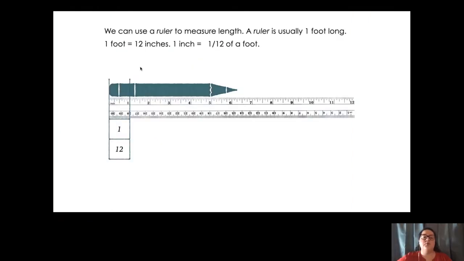We can use a ruler to measure length. A ruler is usually 1 foot long. 1 foot equals 12 inches. 1 inch is 1/12 of a foot. As you can see, this pencil starts at that 0, right at that end of the ruler, and goes all the way until about 6.5. Below, it shows you that 1 inch is 1/12 of a ruler.